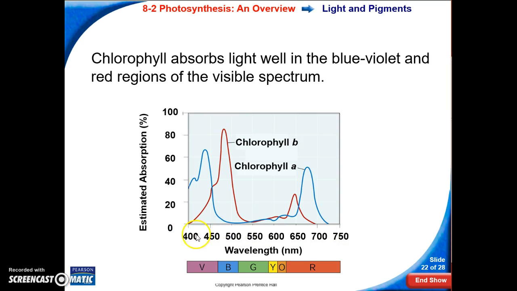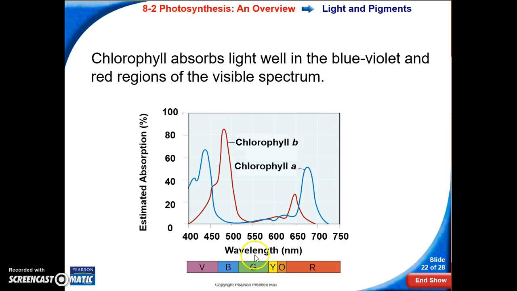So the smaller the wavelength of light, the faster it's actually moving and vibrating, the more energy it actually has. And the red region is actually a little bit lower energy because these waves are coming at a greater distance apart, so they don't carry quite as much energy.